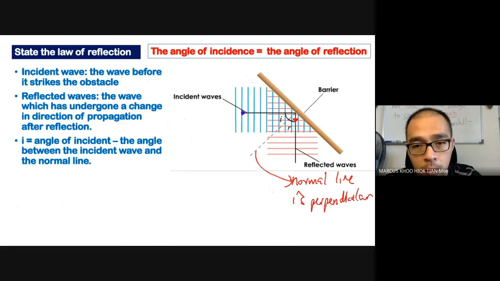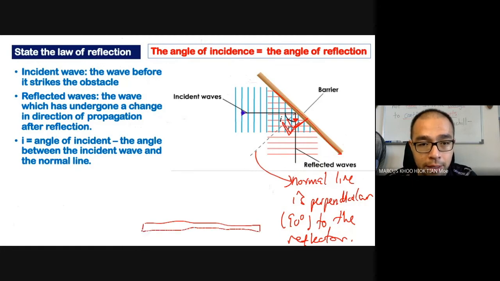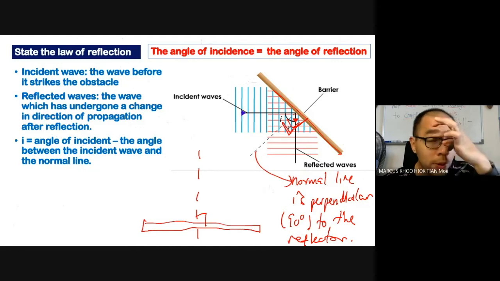Perpendicular, or 90 degrees, to the reflector. Always, no matter how your reflector is. If your reflector is like this, the normal line is always 90 degrees to the reflector. If my reflector is like this, this is my reflector, my normal line will always be like this. Always 90 degrees. So you always start with the normal line.